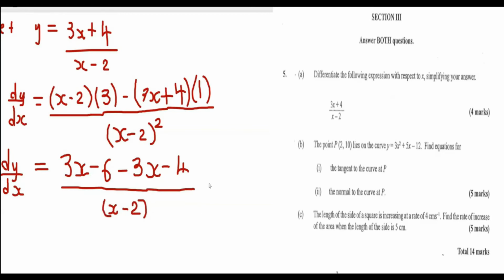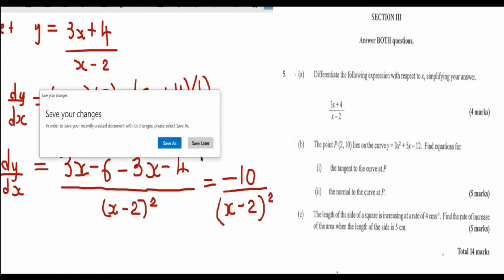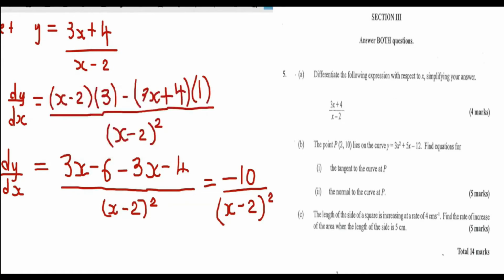Now, it can be simplified if you want. Minus 6 minus 4 is minus 10, and 3x minus 3x is gone. And so dy by dx works out to be minus 10 over x minus 2 all squared. If you want to simplify it like this, you can, which would be great. So that's dy by dx, no issues at all.